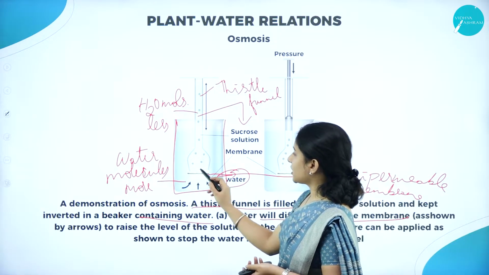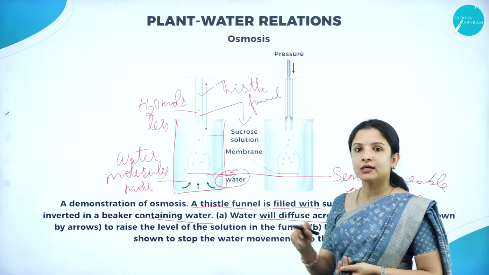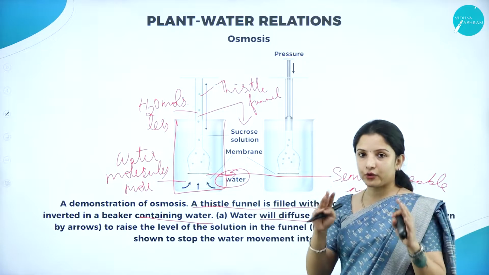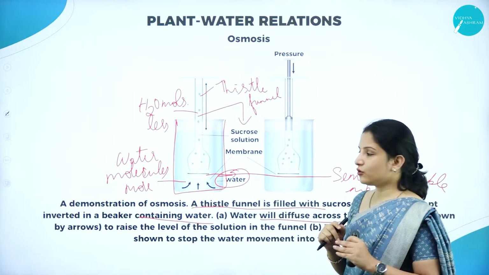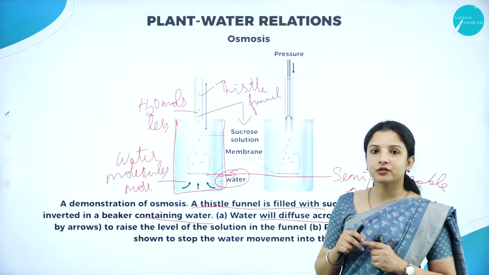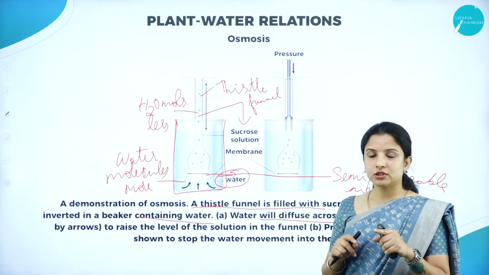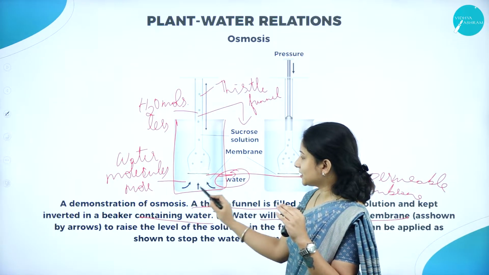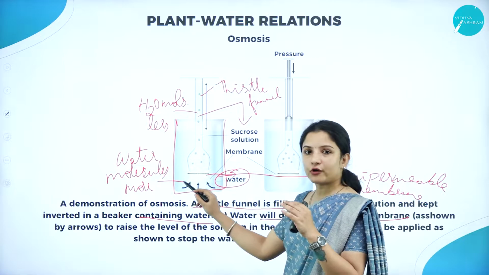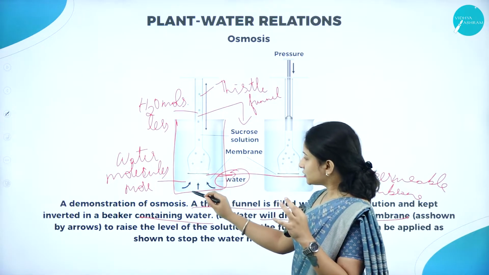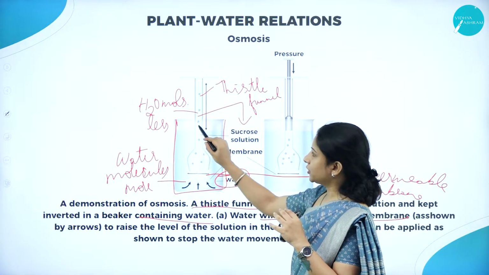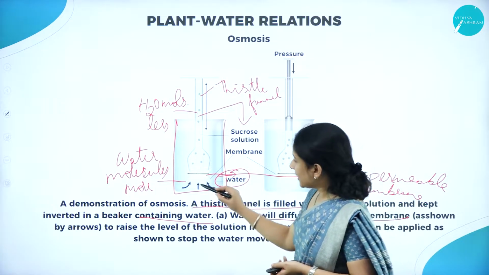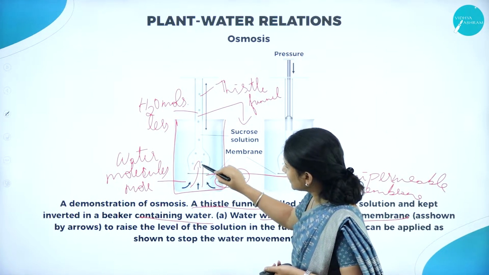They have taken it and covered the mouth of the Thistle funnel, and in an inverted position they have put it inside this beaker containing pure water. Therefore the water molecules are more in that. So now what will happen according to osmosis? According to osmosis, the water molecules have to move from a region of higher concentration, because the concentration of water molecules is more in the beaker here. So it has to move from the region of higher concentration to the region of lower concentration, which means it has to move from here towards the Thistle funnel.